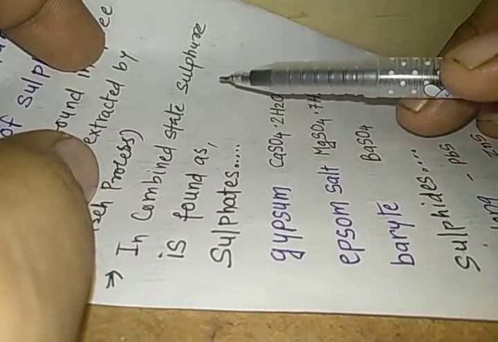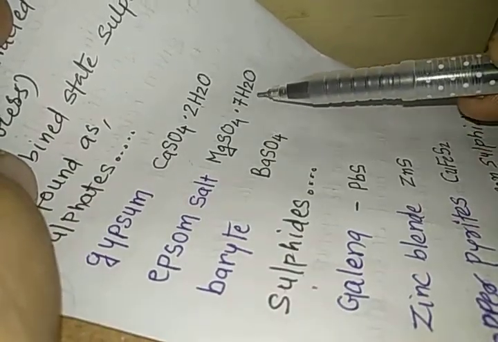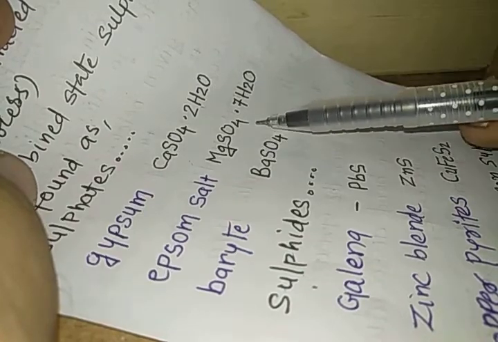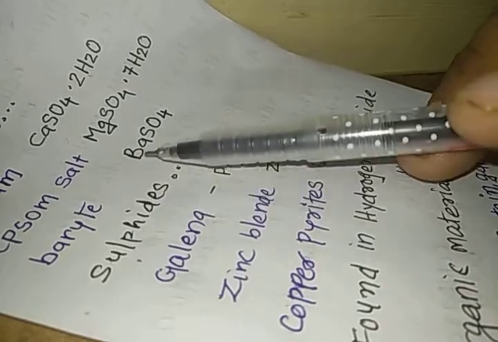In combined state, sulfur is found as sulfates like gypsum, which is calcium sulfate, CaSO4·2H2O, so hydrated calcium sulfate, Epsom salt, which is hydrated magnesium sulfate, that is MgSO4·7H2O. We have barite, that is BaSO4.